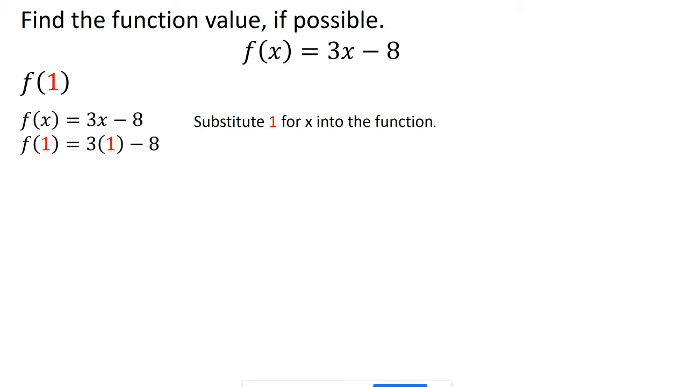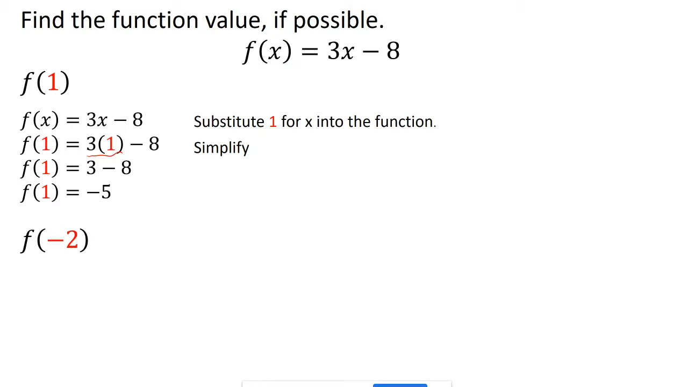So here we would end up with f of 1 equals 3 times 1 minus 8. And then we're going to simplify. So 3 times 1 here gives me 3, and then minus 8. So f of 1 is equal to -5.